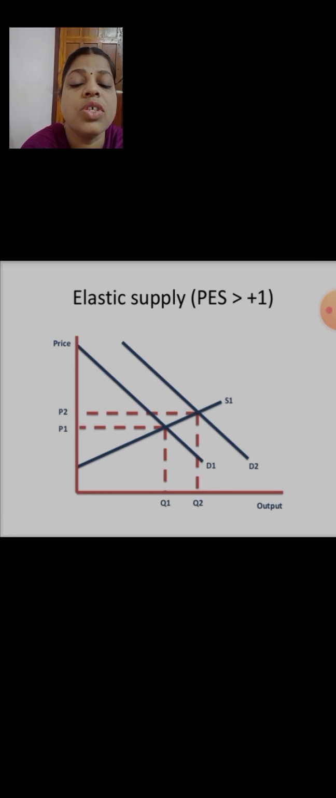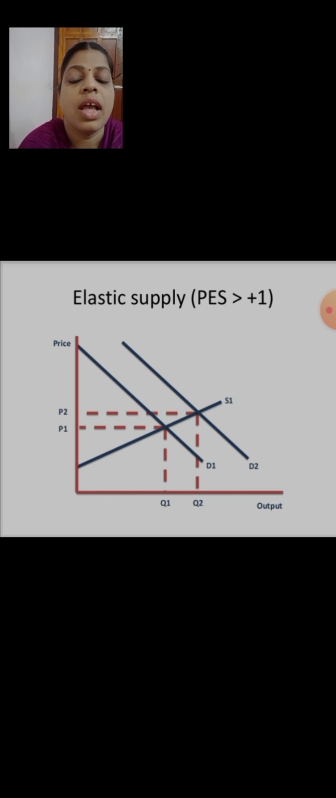That actually refers to what? Elastic supply. I told you earlier, the percentage change in the quantity supplied is more than the percentage change in the prices. So here we can see a wide gap between Q1 and Q2, but only a small gap between P1 and P2. Yes, elastic supply means the responsiveness of the quantity supplied is more than the change in the prices. That is what elastic supply refers to.